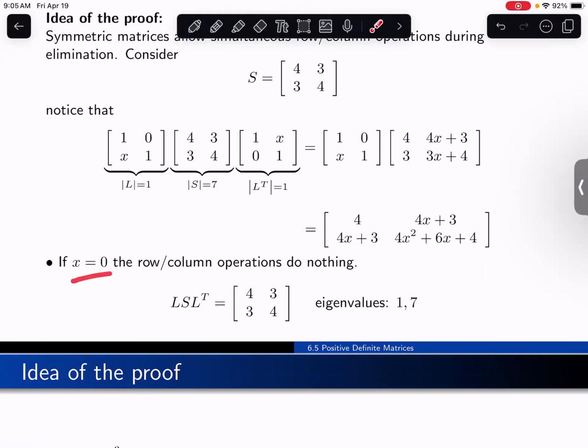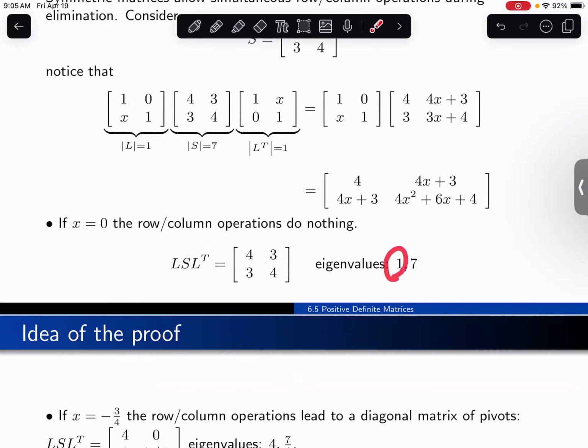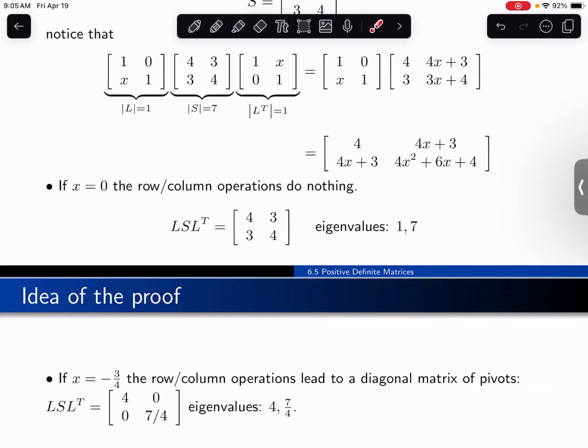So if x is equal to 0, nothing changes. So we end up just getting that L transpose is just equal to the original matrix S. And the eigenvalues of this matrix are 1 and 7. So they're both positive.